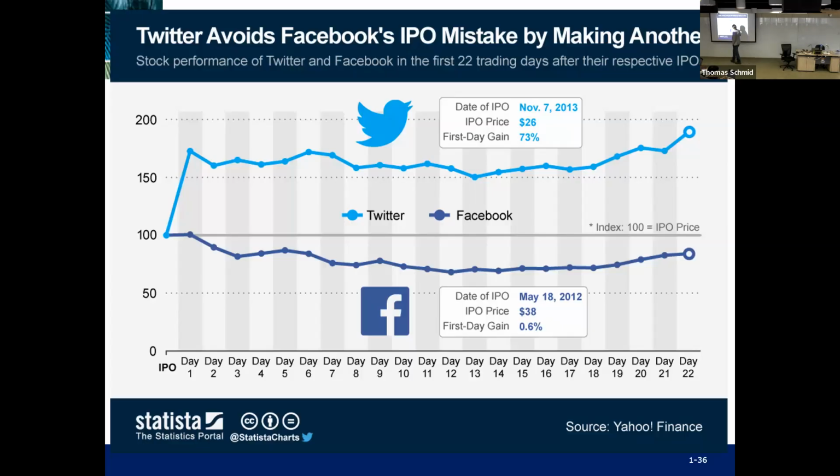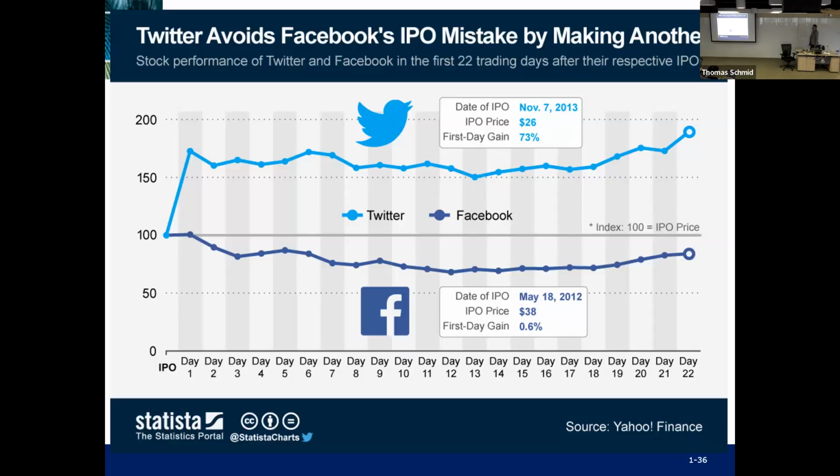Twitter, on the first trading day, had a gain of 73%, which is the equivalent of saying it was 73% underpriced. They sold the shares at a discount to the fair value. That is crazy, 73%. So they left money on the table, an incredible amount of money. They could have charged much more for their shares, but they didn't, because they got the valuation wrong.